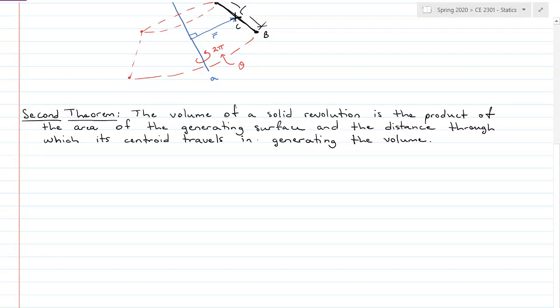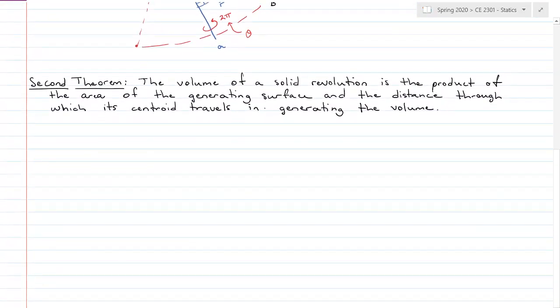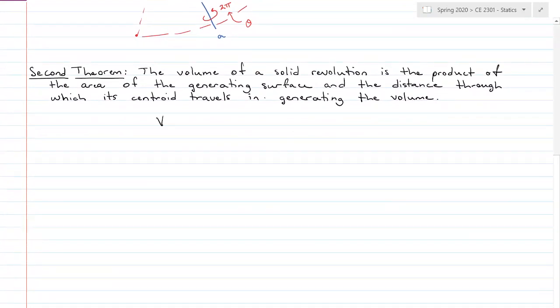Hopefully you can see here why we were discussing centroids of lines and centroids of areas in our previous lecture series, right? Because now we're going to be finding those centroids, flinging them about an axis, and finding volumes and surface areas. So in equation format, volume is equal to theta R bar A.